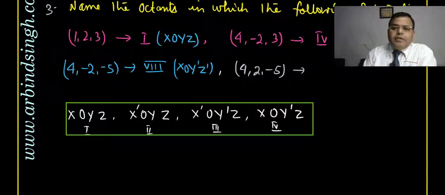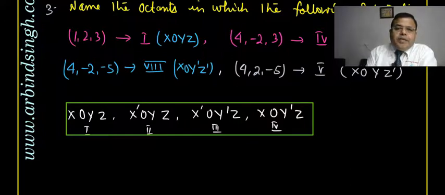X is positive, Y is also positive, but Z is negative. So opposite to that will be what? The 5th quadrant. So that will be the 5th quadrant, because it will lie in X, O, Y, Z dash.